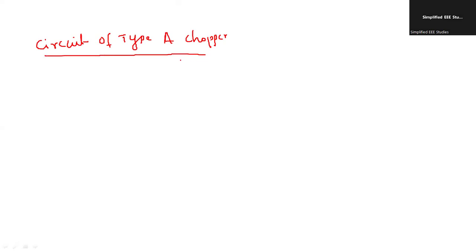So moving on to the discussion. First of all, let me draw the circuit diagram of type A chopper. Okay, we can check the circuit diagram. That circuit is important first. We can have a note of the circuit diagram. Circuit of type A chopper. It is also known as class A chopper. Moving on to the discussion.